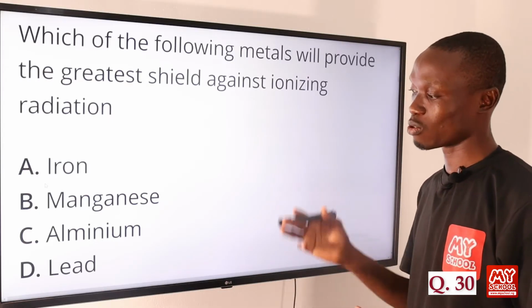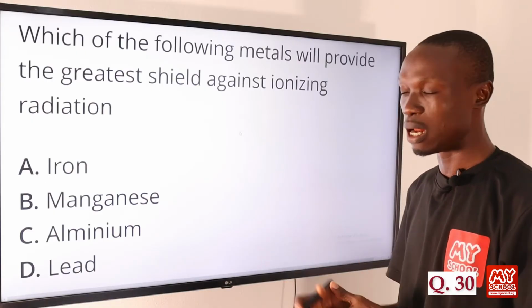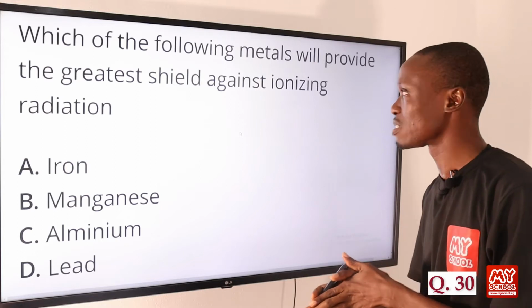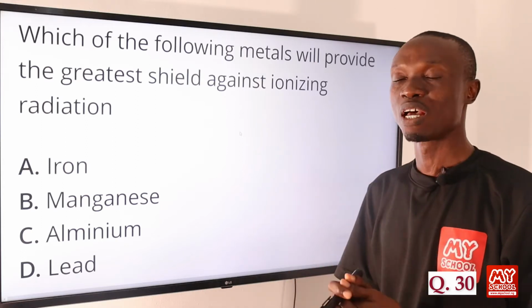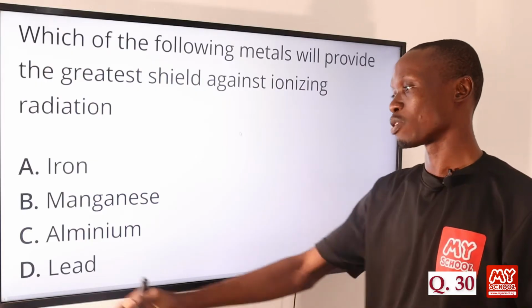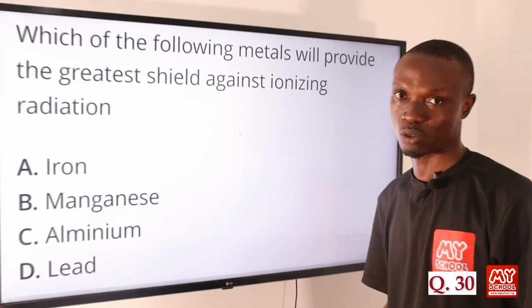Okay, so the answer to this question is actually lead. Lead is highly effective at shielding against ionizing radiation because of its high density and atomic number. Okay, so that makes option D the correct answer to this question.